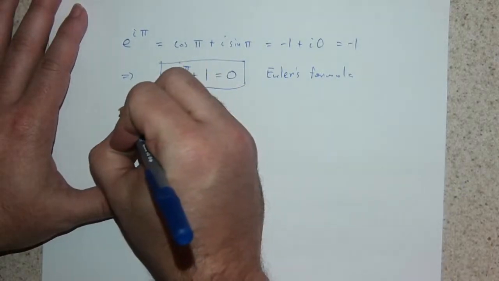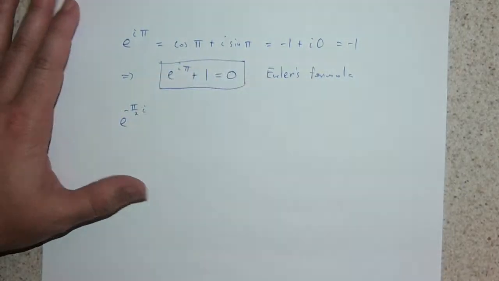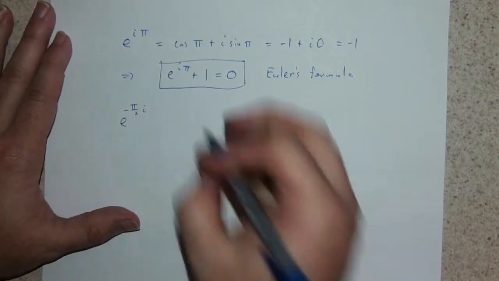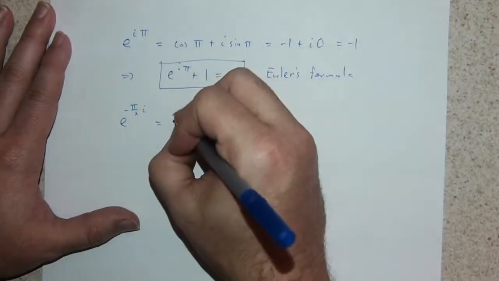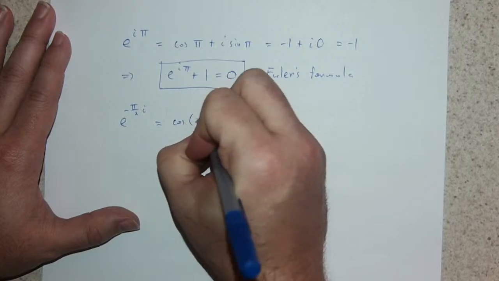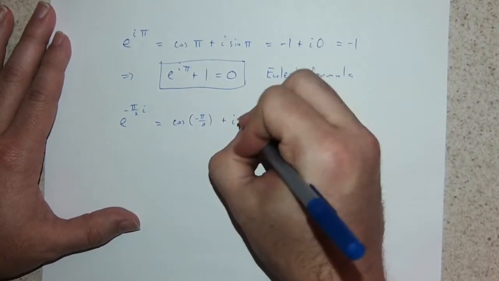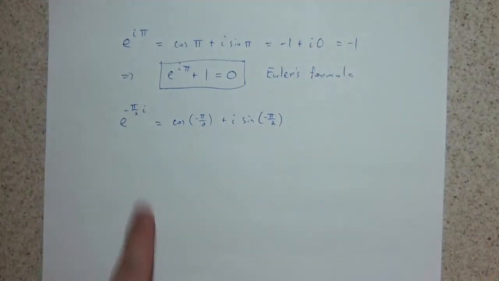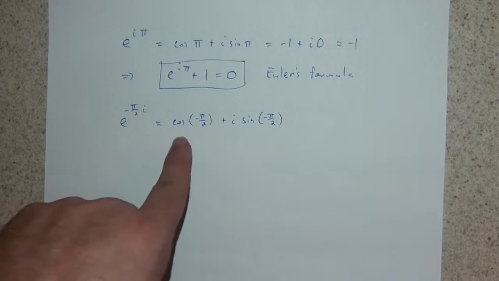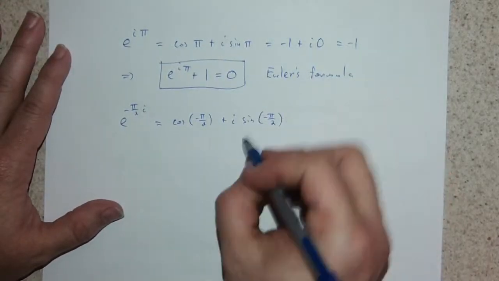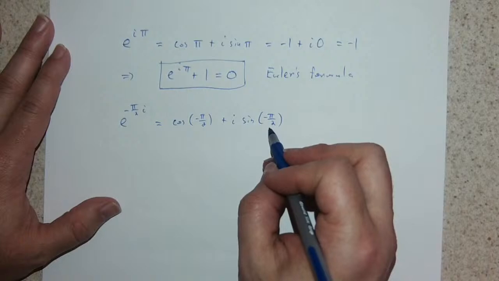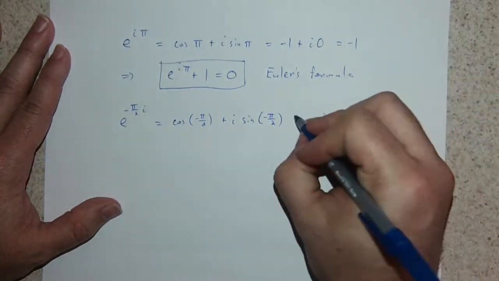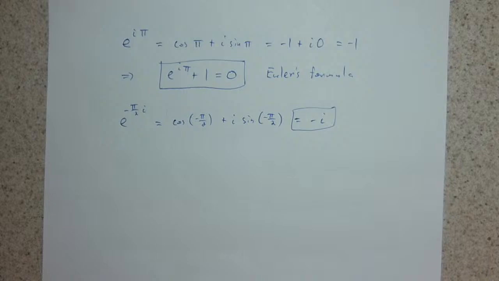So e to the minus pi over 2 i. What is this? Well, this is cosine of minus pi over 2 plus i sine of minus pi over 2. Okay. Cosine of minus pi over 2, well, cosine's even, so this is the same as cosine of pi over 2, that's 0. And sine of minus pi over 2 is minus 1, so this is minus i. Okay. So minus i has e to the minus pi over 2 i as its exponential form.